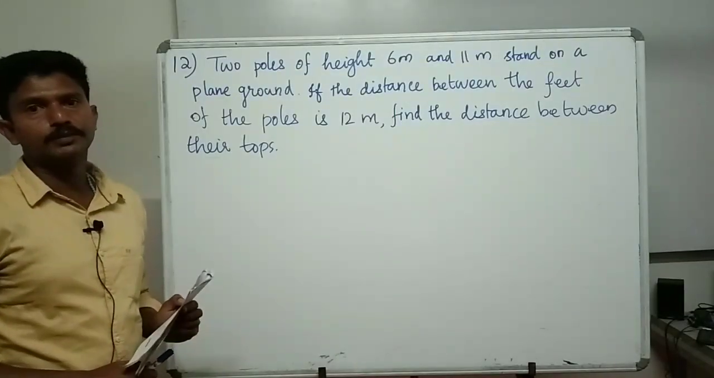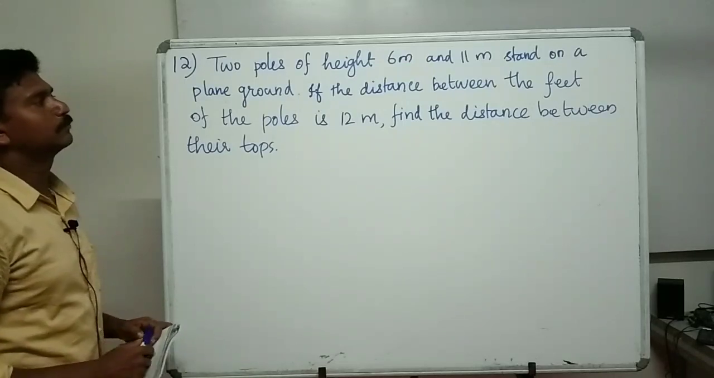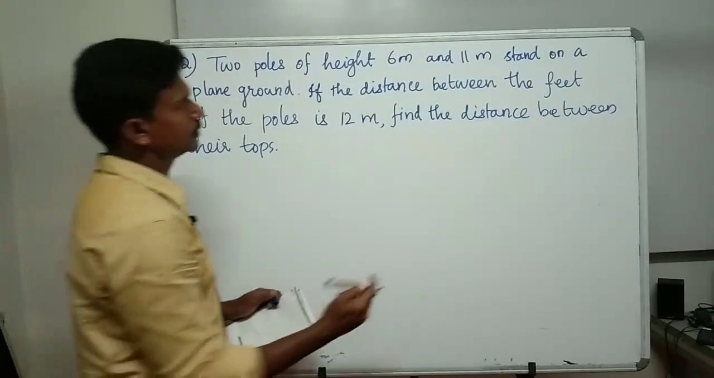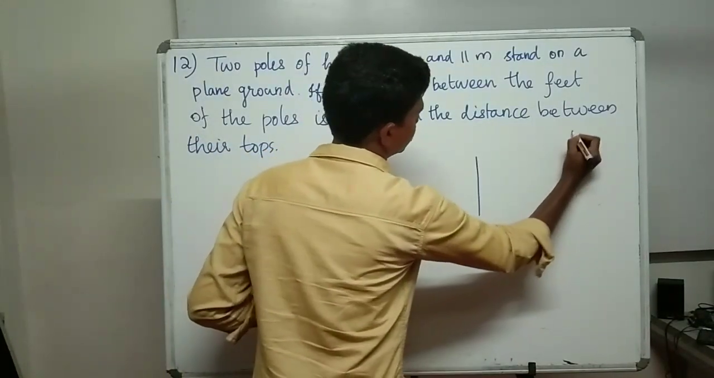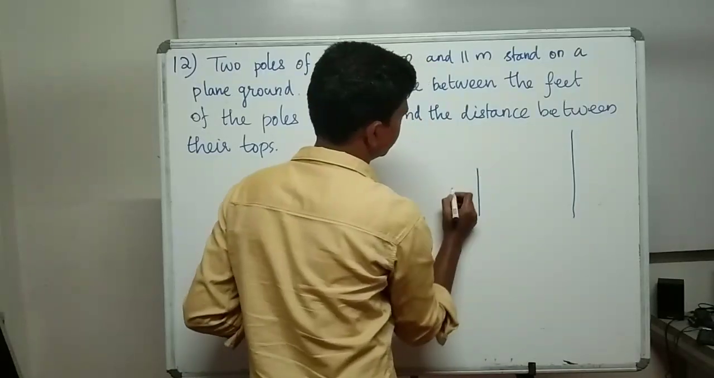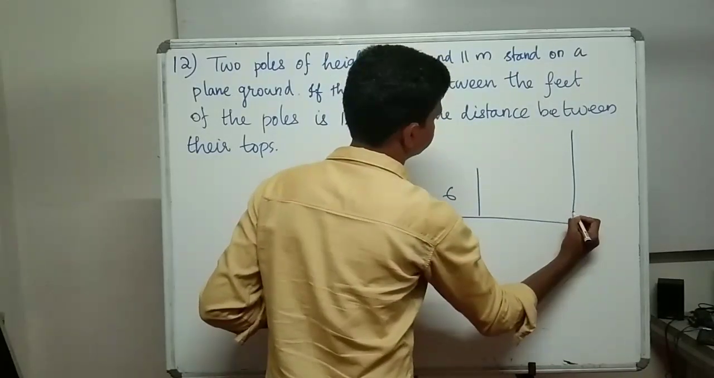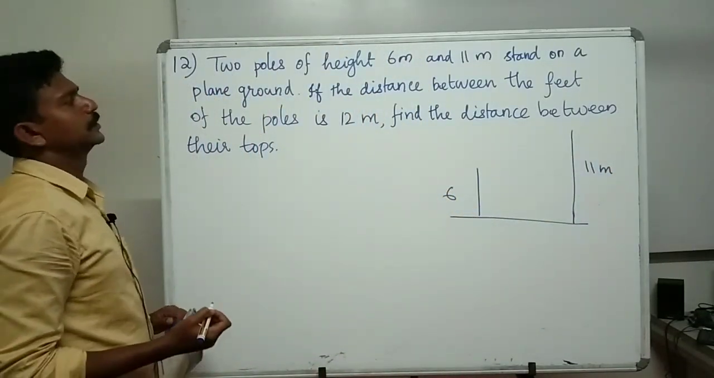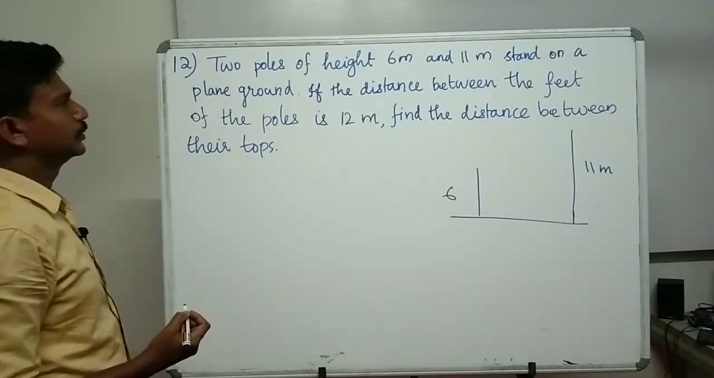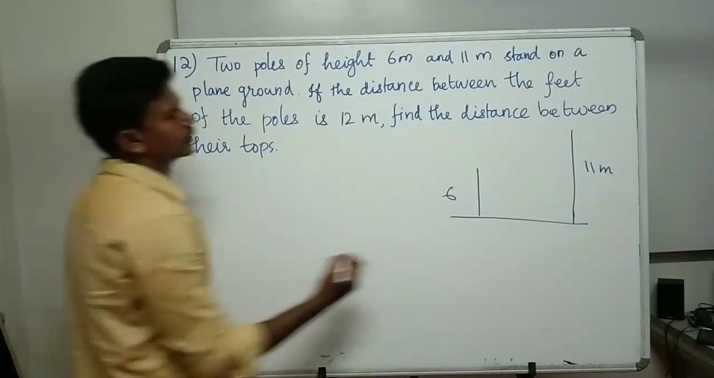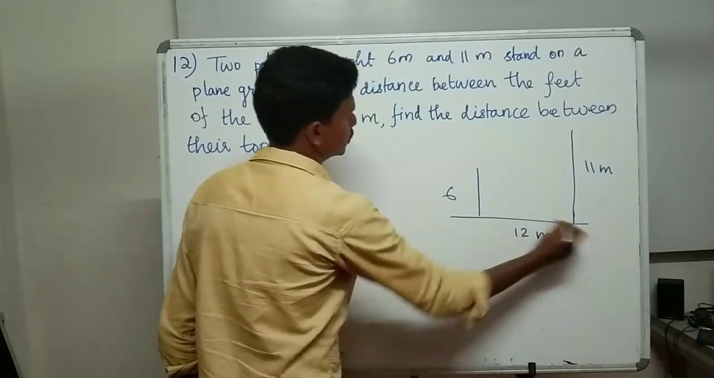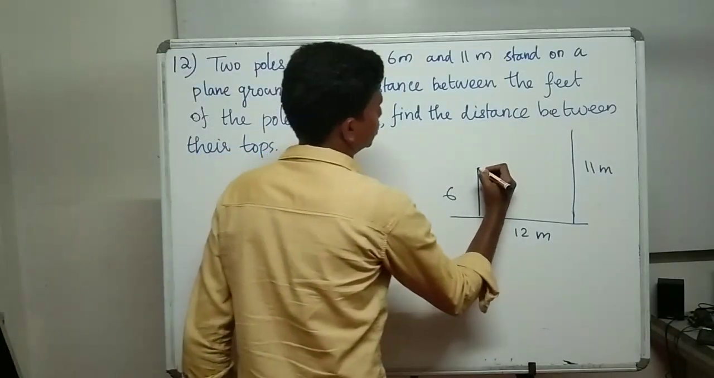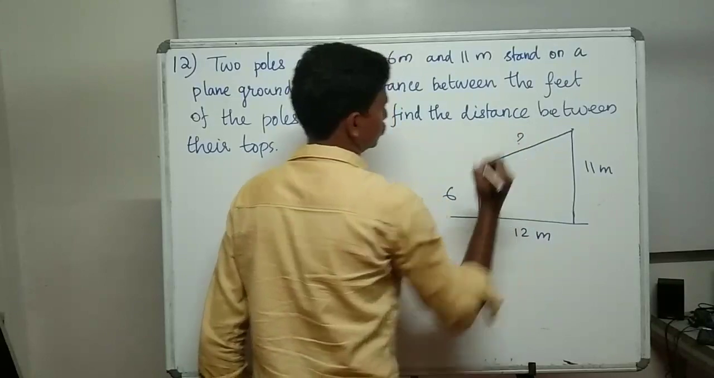Question number 12. Two poles of height 6 meters and 11 meters are standing on a plain ground. One is 6 meters tall, another is 11 meters tall. If the distance between the feet of the two poles is 12 meters, find the distance between their tops.